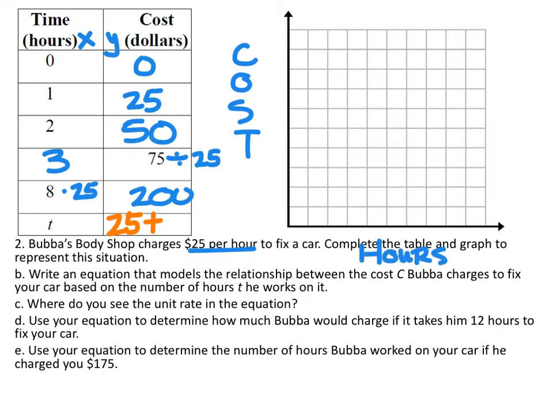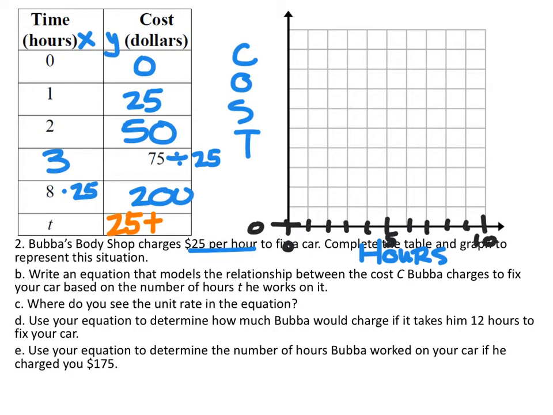So that's the labels. Now what we need is a scale on this graph. And I always like to start with 0, and you know what? I'm just going to make each of these lines go up by 1. So there's 5, 6, 7, 8, 9, 10. So we can see up to 10 hours. In fact, we're going to do the same thing on the cost. It's just that the scale is going to be a little different.